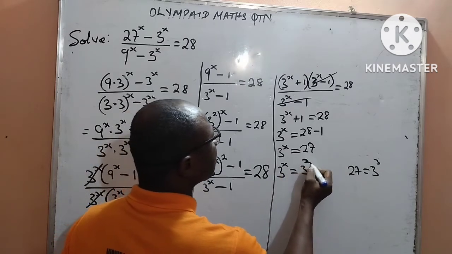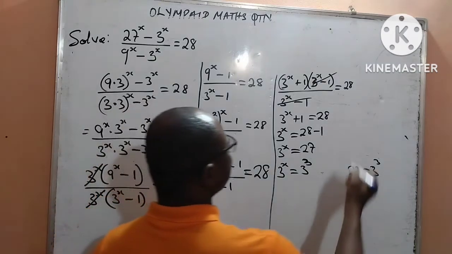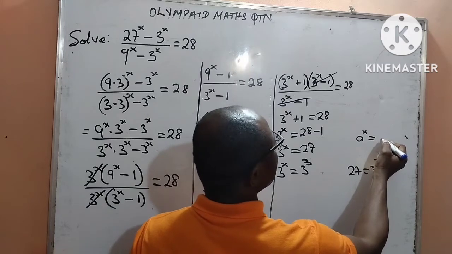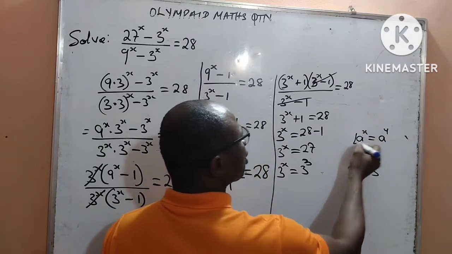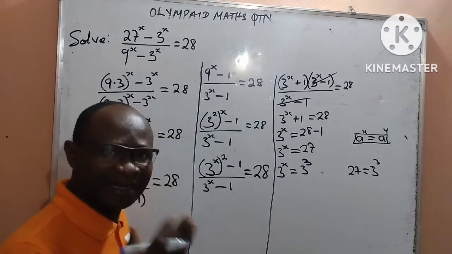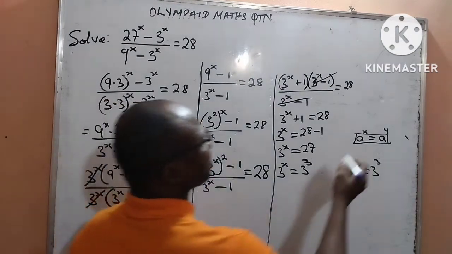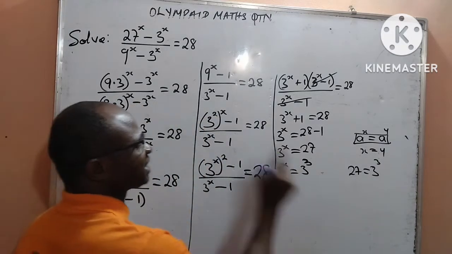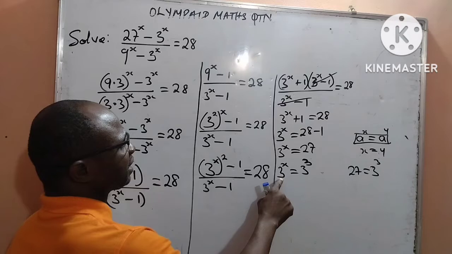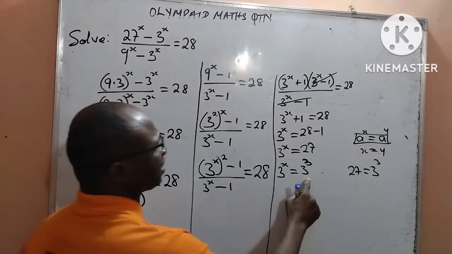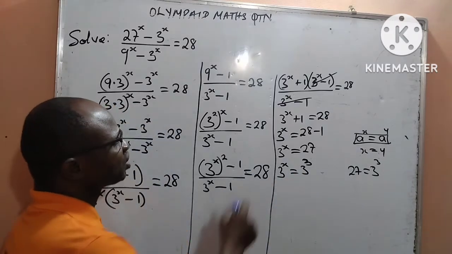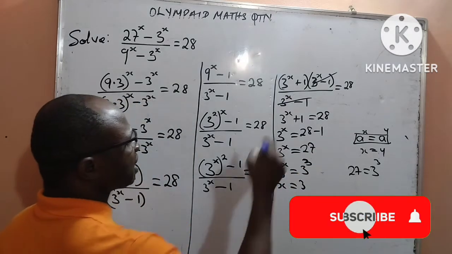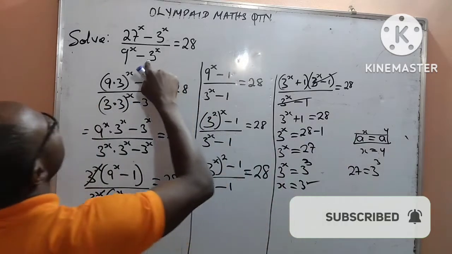So I can now write here 3 to the power of x is equal to 3 to the power of 3. And by the law of indices, if I have a to the power of x equal to a to the power of y, because the bases are equal, automatically the powers become equal, meaning that x can be equal to y. The same thing can be applied here because the bases are the same, 3 on the left as the base and 3 on the right hand side as the base. So my x now will be equal to 3. Very good. And this is our final answer to the value of x.